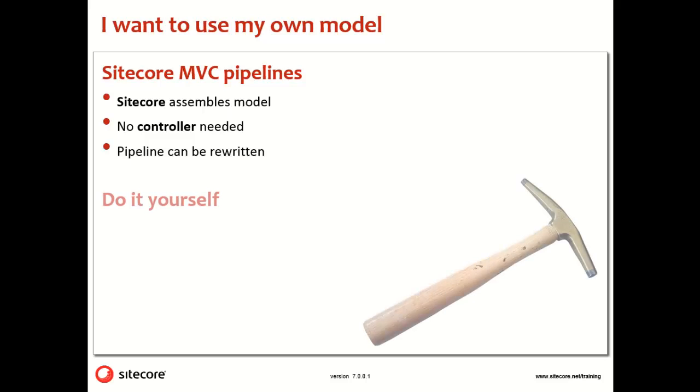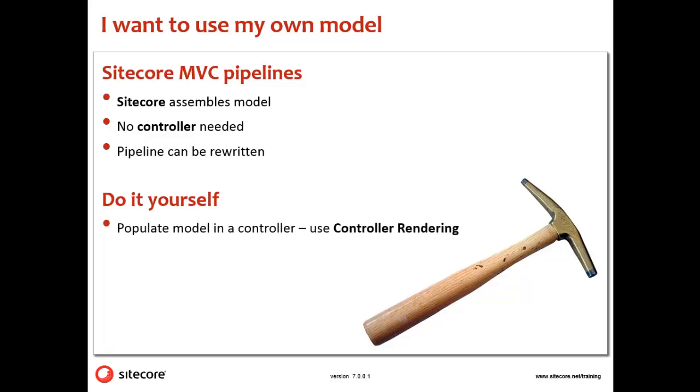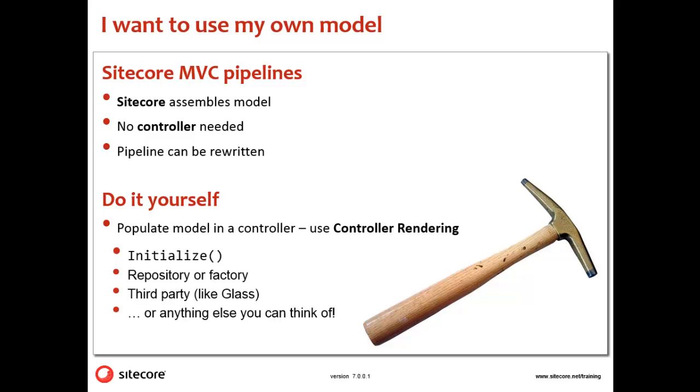The second category is a bit broader. I've just called it do it yourself. What I mean here is you can populate your model in your controller, which will require you to use a controller rendering. Within that controller, you can either initialize the model in much the same way as the Sitecore MVC pipelines do, you can use a repository or factory to return a populated model, or you could use third-party plumbing like Glass, for example, or really anything else you can think of that solves your problem. Again, there are no set rules on this, and recommended practice is as much an MVC question as it is a Sitecore question.